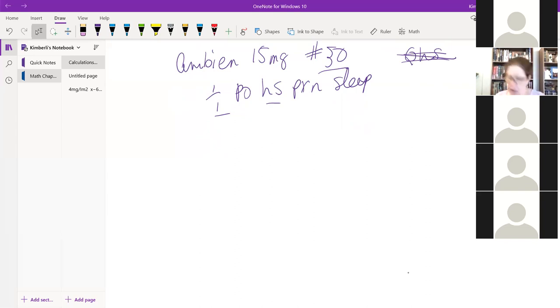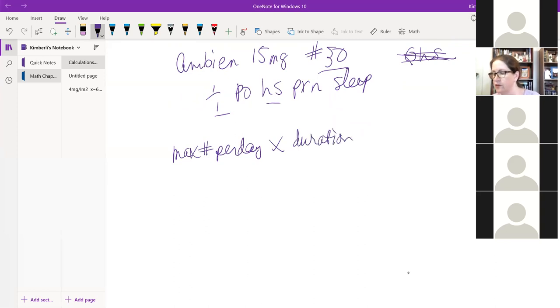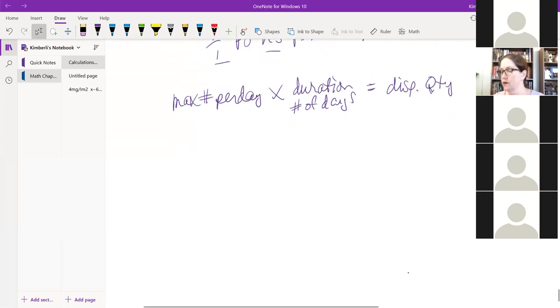So, to figure out how much to give in a day's supply, you would do the maximum number per day times the duration. The duration is the number of days. And this gives you the dispensed quantity. Okay, so let's look at this one. This one would be like a Vicodin.